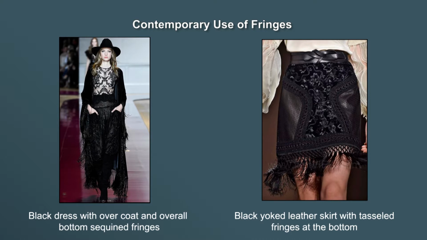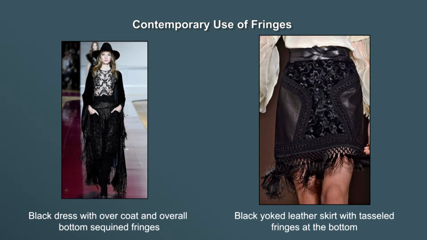A black dress with overcoat and overall bottom sequined fringes can be seen in the image on the left. On the right is a black yoked leather skirt with tasseled fringes at the bottom hem.